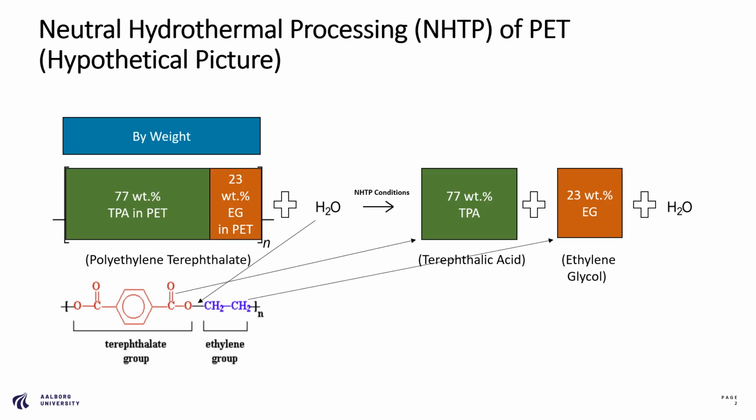By weight, PET consists of 77% TPA and 23% EG. In terms of carbon distribution, TPA contains 80% of the carbon while EG contains 20% of the carbon.